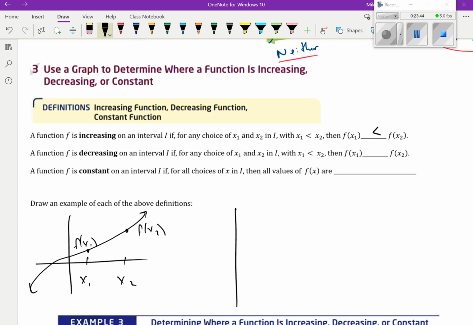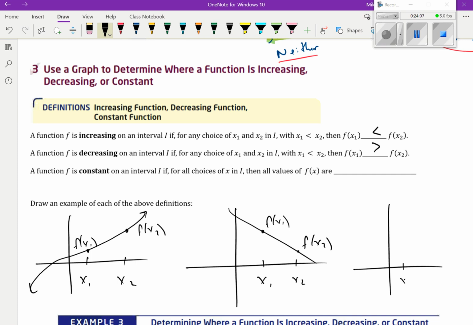If I take a look then at another point here, another graph, let's do x1, x2. If I'm going to be decreasing, here's my f of x1, here's my f of x2, and so f of x1 has to be bigger than f of x2 in order to get that decreasing look. And if I have a constant, so if I have an x1 and an x2, if I'm not changing, it's got to be a horizontal line then.